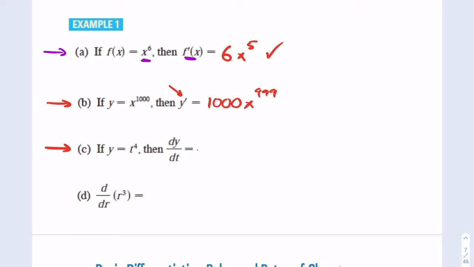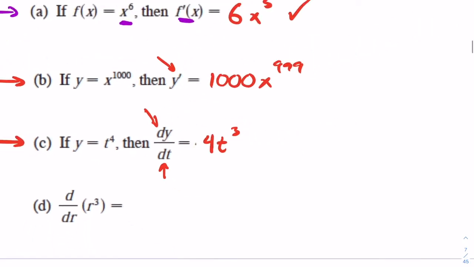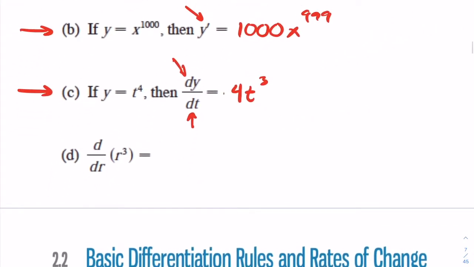Now, notice the notation that they used. If y equals t to the 4th, then dy over dt just means the derivative of y with respect to t. But you guys could just say dy over dt. Okay? So that's pretty much saying that if t is your variable, what's the derivative? That's just going to be 4t to the 3rd power. Okay, please text me if you guys have questions, okay?